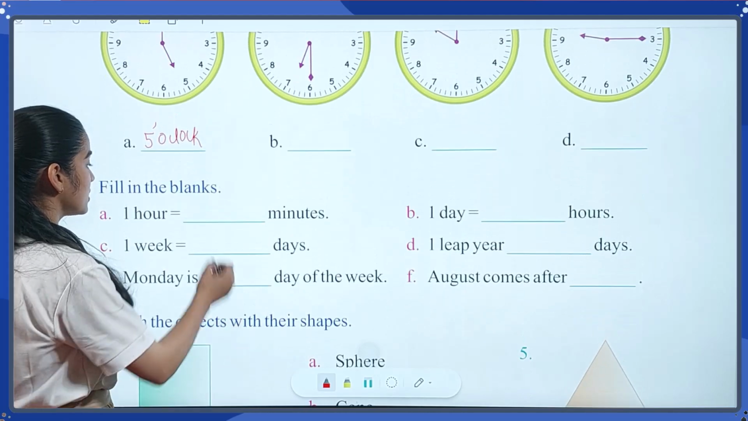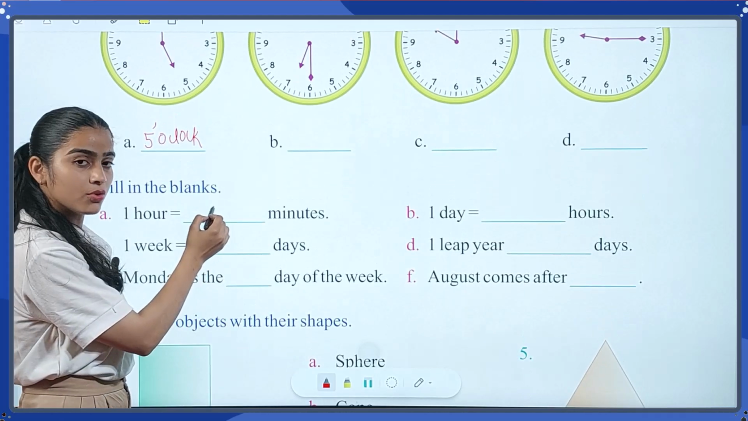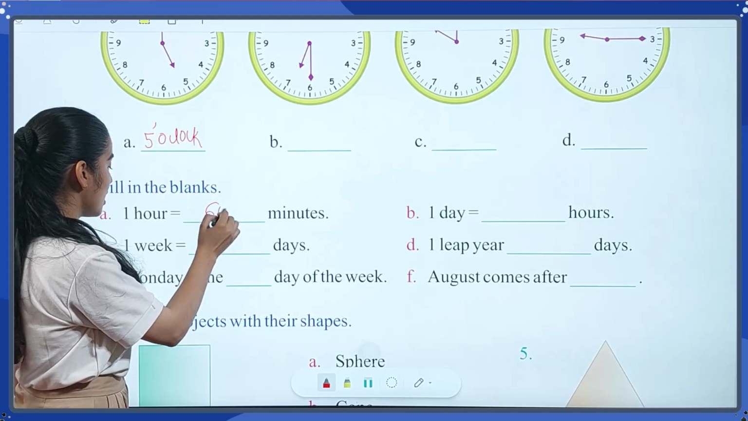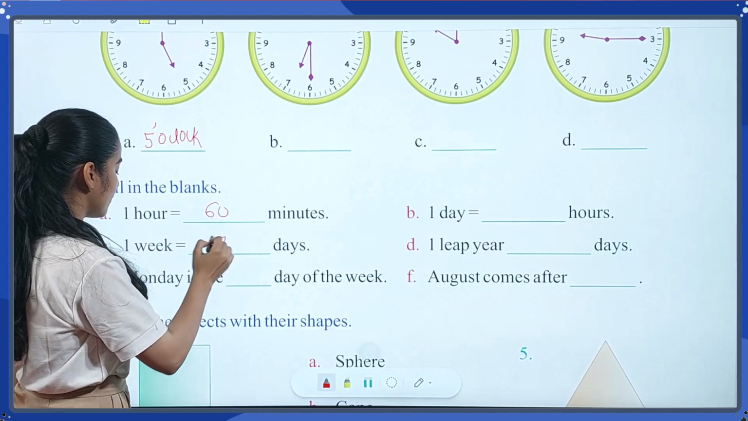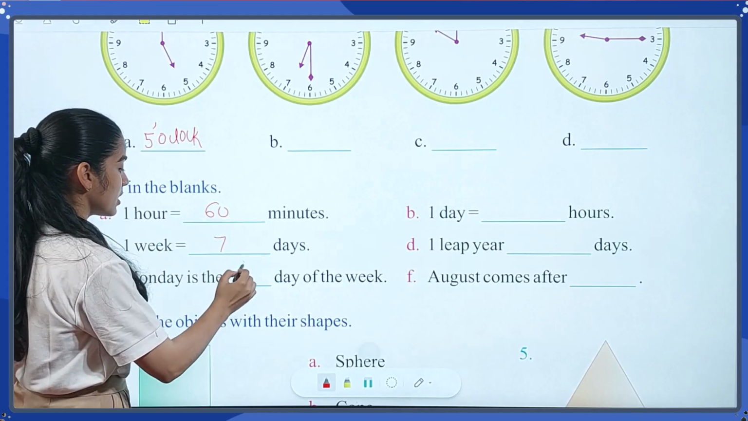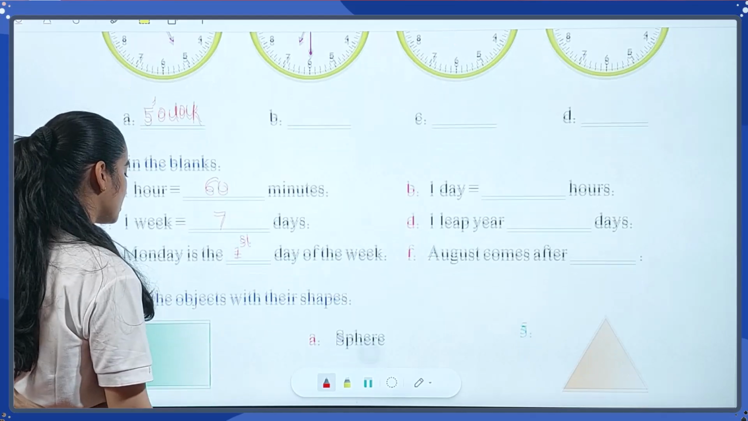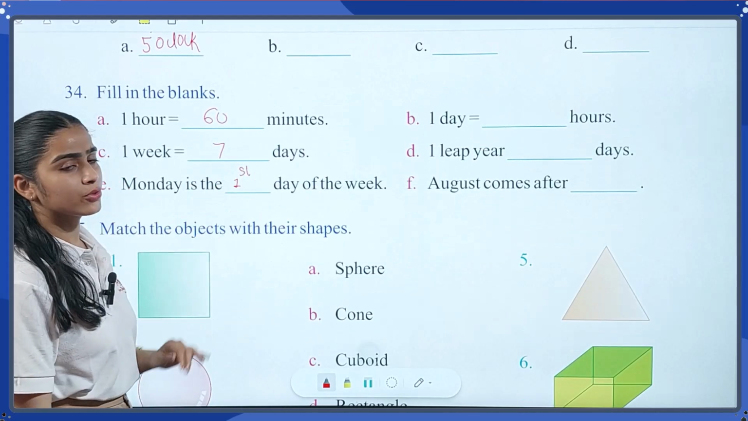Now 1 hour is equal to how many minutes? All of you, well done, 60 minutes. How many days are there in a week? 7. Monday is the first day of the week. So you can write the rest of the questions as well.